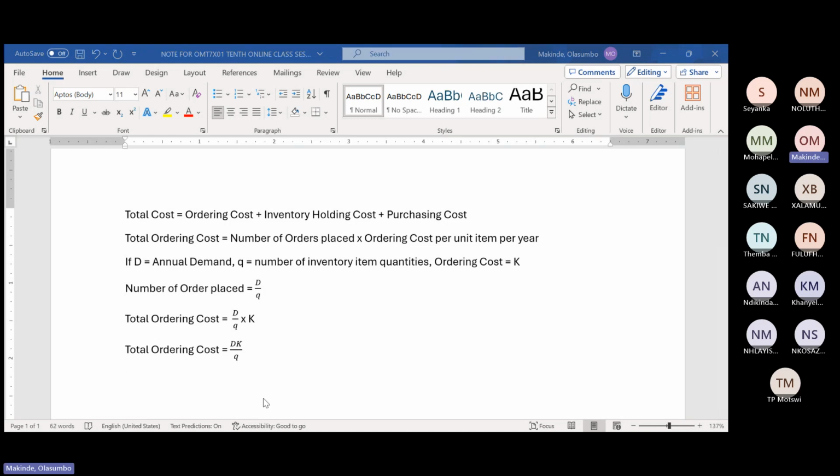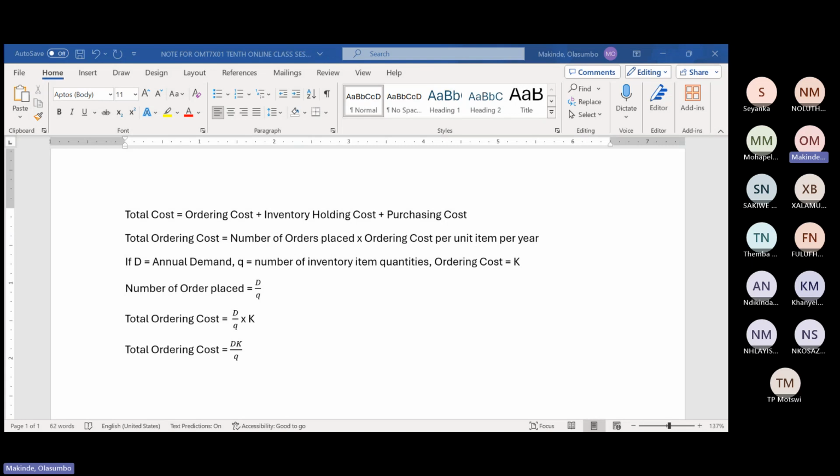Does it make sense up to this stage before I move on? If it makes sense, type Y before I move on. Okay, Nikinda, thank you. I'm waiting for everyone to confirm. Thank you, perfect. Good. So then don't forget, we've worked out the ordering cost. Thank you, Sianka. Thank you, everyone. Perfect. So it makes sense.